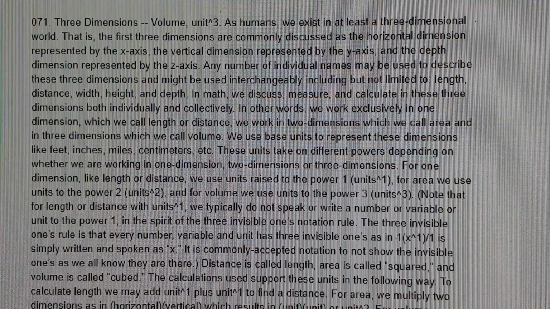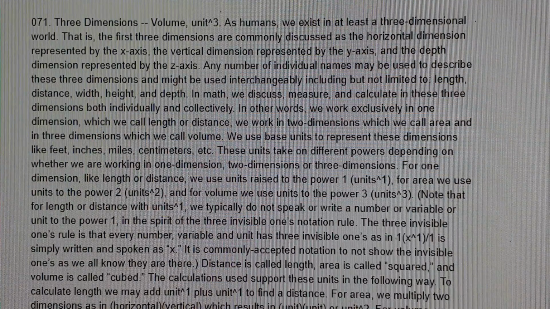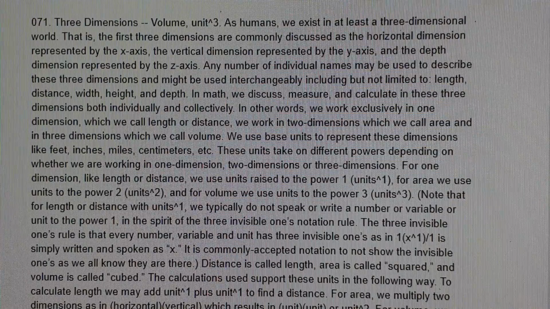a number or variable or unit to the power 1, in the spirit of the three invisible ones notation rule. The three invisible ones rule is that every number, variable, and unit has three invisible ones, as in 1 times x to the power 1, all divided by 1, is simply written and spoken as x. It is commonly accepted notation to not show the invisible ones, as we all know they are there.